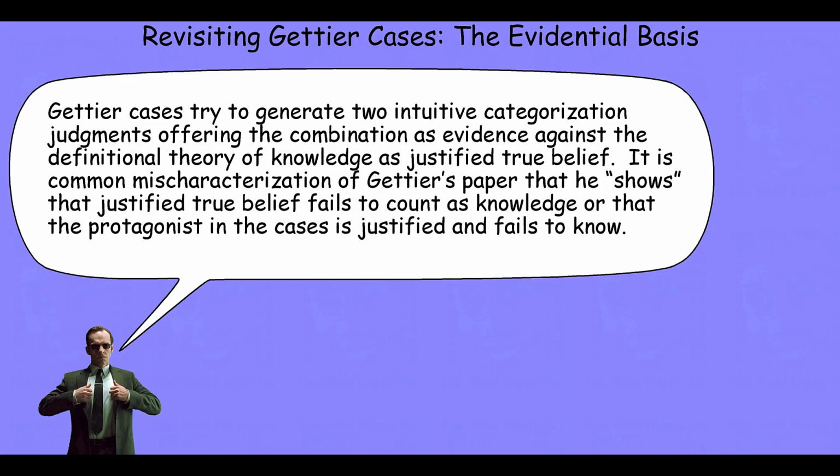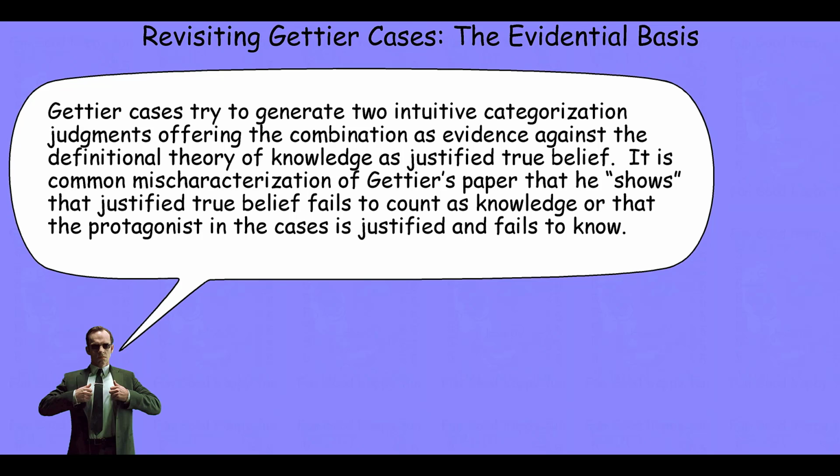Both of these intuitions must be elicited by a particular vignette in order to provide evidence for the thesis that justified true belief proves insufficient for knowledge. It is a common mischaracterization, however, of Gettier's paper that he in fact, quote-unquote, shows that justified true belief fails to count as knowledge, or that the protagonist in the cases is justified and fails to know. Gettier cases elicit these intuitions in many, but clearly not all, people who encounter them, and this is the extent of their evidence. There is no definitive demonstration in the way that we might see a definitive demonstration of an empirical matter of fact.